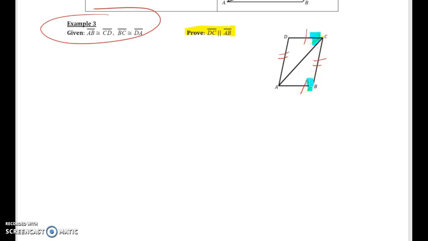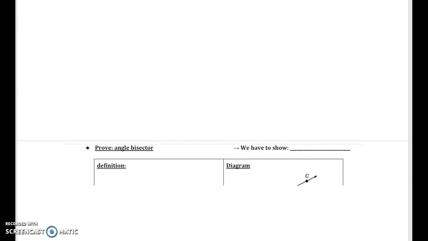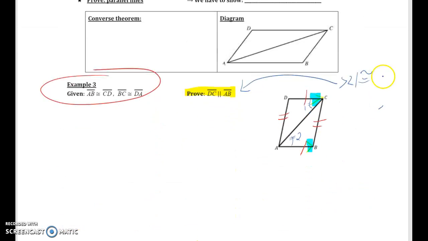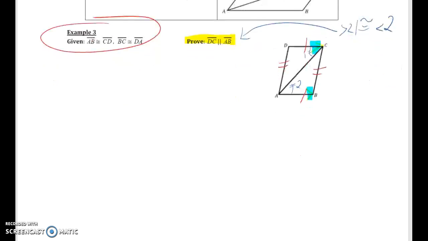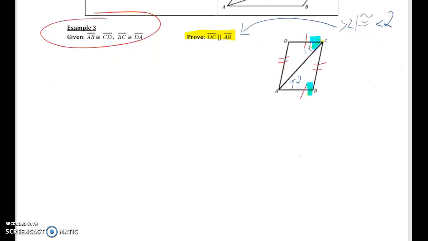Well, if those lines are parallel, then we would know that the alternate interior angles are congruent, which would be angle 1 here and angle 2 here. So in order to prove that the lines are parallel, I need to show that angle 1 is congruent to angle 2. And because I know nothing about the angles from the given information, I'm going to use CPCTC, and I have to prove the triangles congruent to do that.